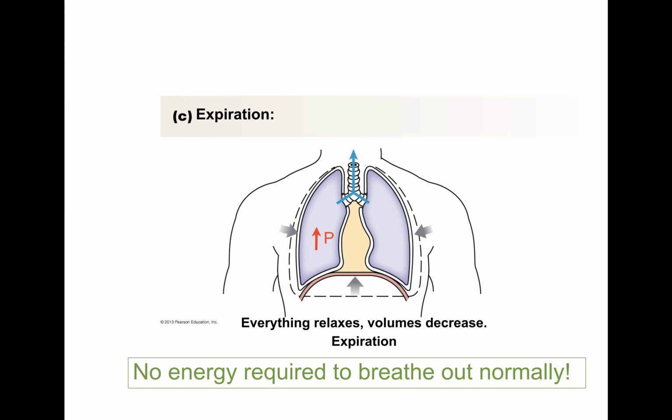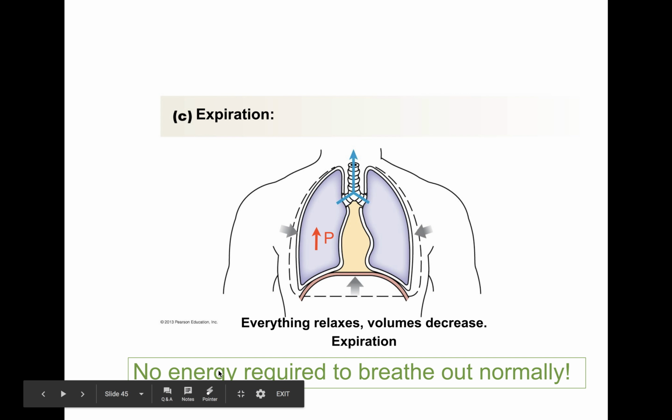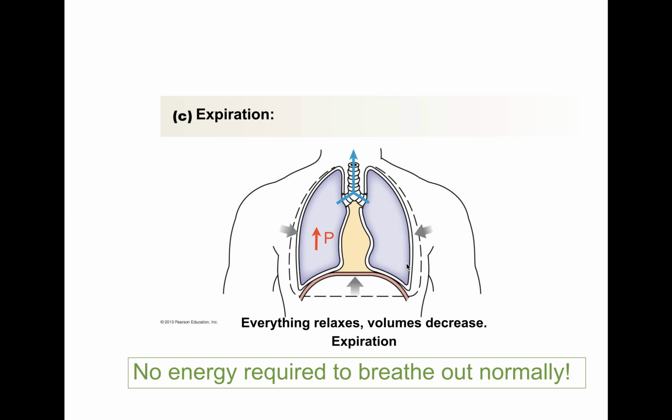So this is how we generate the pressure gradient during breathing out, or at least when we breathe out normally, our normal tidal volume. And so what this indicates is that when you breathe out normally, like probably what you're doing right now, you're super chill, super relaxed, you're not stressing, maybe you're not exercising, no energy is required to breathe out normally. The diaphragm just pushes on the lungs, makes them smaller, and air flows out.